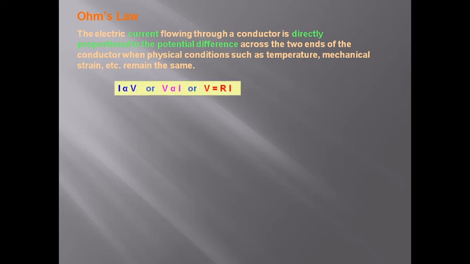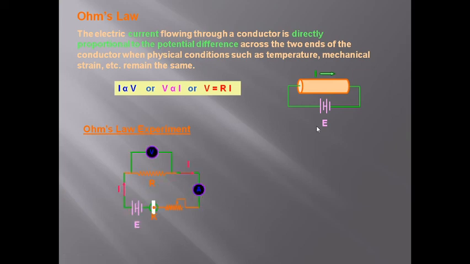That is, I is proportional to V, or simply we call it V proportional to I, and V is equal to R into I. R is the proportionality constant here. And now in the diagram you can see the electric circuit setup, and that is simple. I is the current, V is the potential difference created across the two ends, so V is equal to R into I, where R is the resistance.